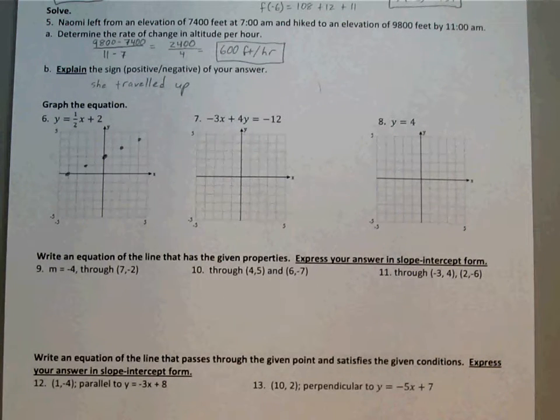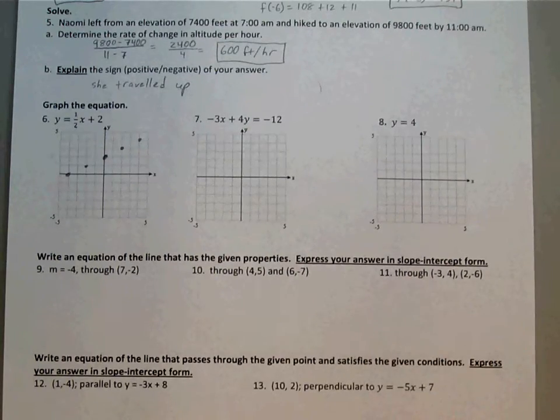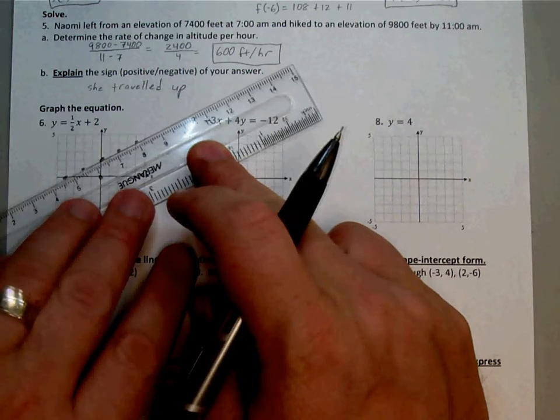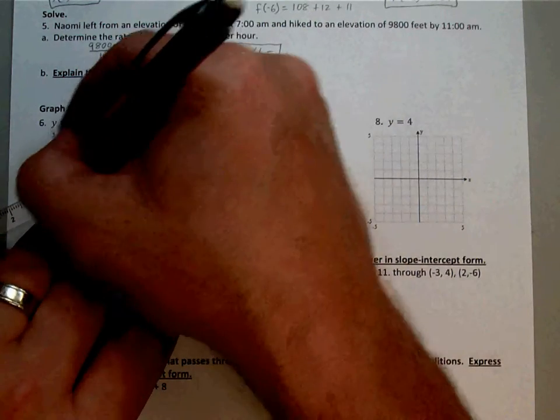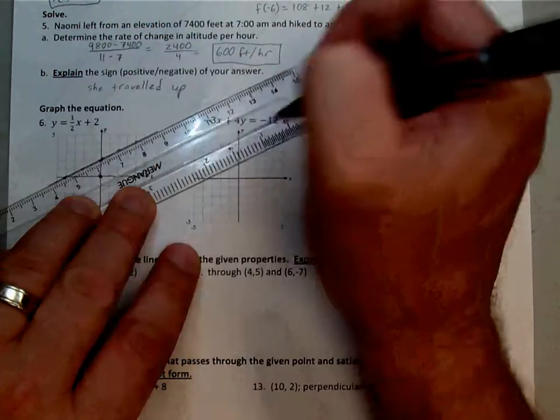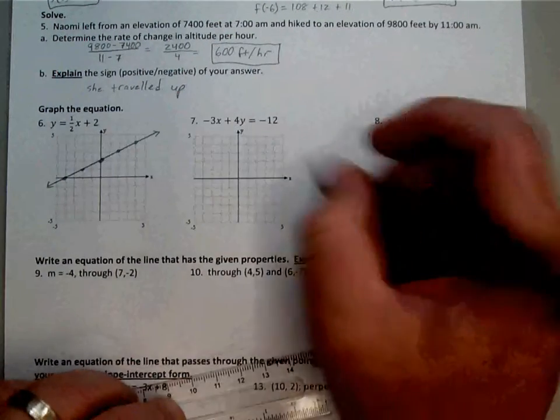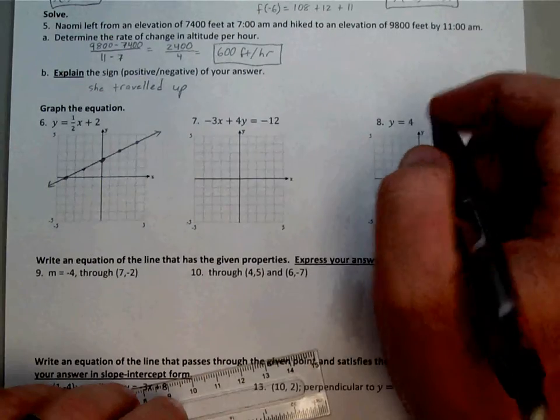Connect the dots. It is an equation, so I don't have to do any shading. And it's just a line. It's not a dashed line or anything. That's just a line, no big deal.